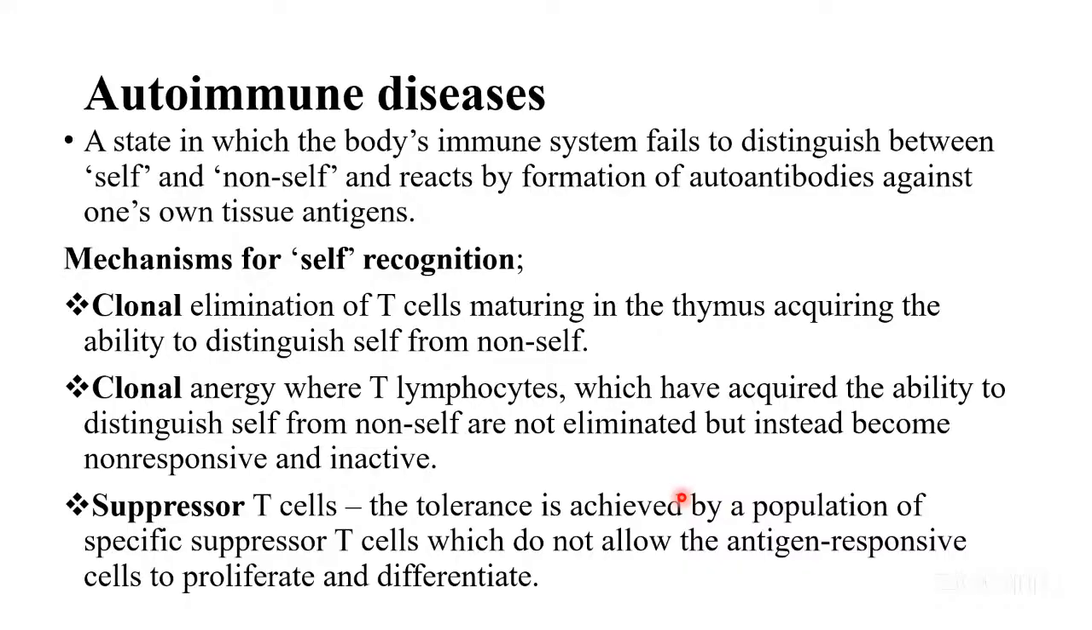Look at that. So this is clonal anergy. Anergy is taking away the ability of this particular lymphocyte now to act against self-antigens. Then there is also the suppressor of T cells, which will allow for tolerance to be achieved by the suppression of specific T cells, which do not allow antigen-responsive cells to proliferate and differentiate.